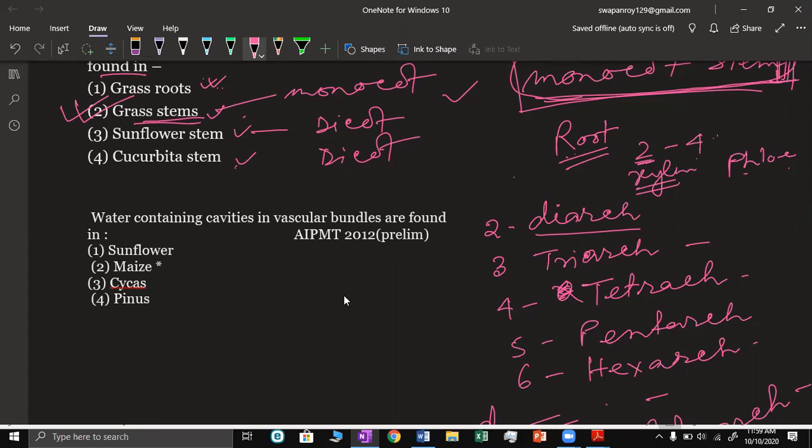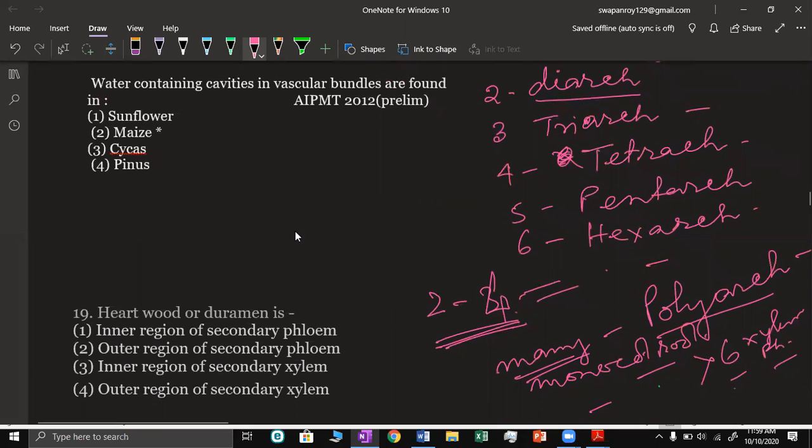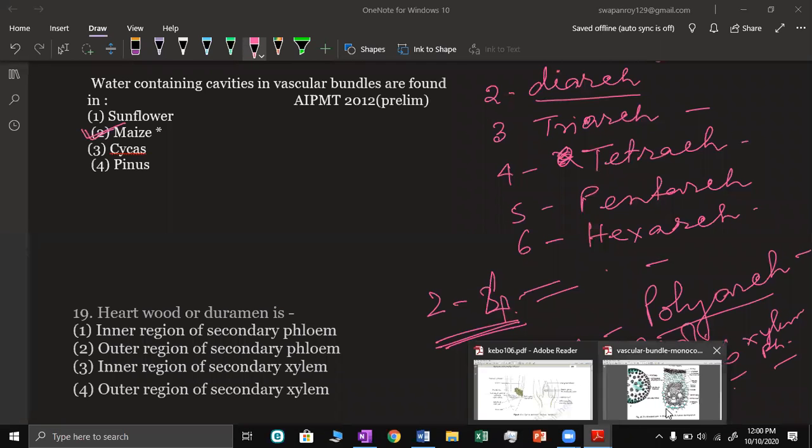In the vascular bundles, a water containing cavity is found in the monocot, and particularly it is characteristic of the maize stem. In some of the vascular bundles, there is a small cavity due to loss of some of the parenchymal tissue or the protoxylem tissues. We can see this from here.